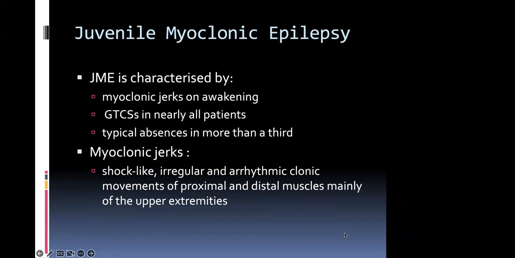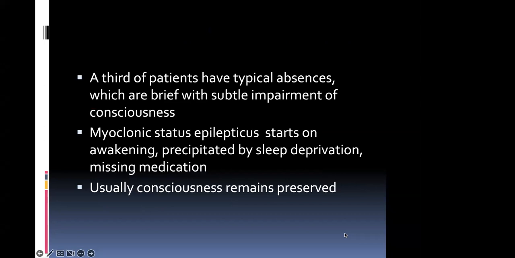Next we are going to juvenile myoclonic epilepsy. All of us are very familiar with it, and it is a very common disease. JME is characterized by myoclonic jerks on awakening, GTCS in nearly all patients, and typical absences in more than a third. Absences are not very typical in juvenile myoclonic epilepsy. These myoclonic jerks are shock-like, irregular, and arrhythmic clonic movements of the proximal and distal muscles, mainly of the upper extremities. One third of the patients have typical absences with subtle impairment of consciousness.